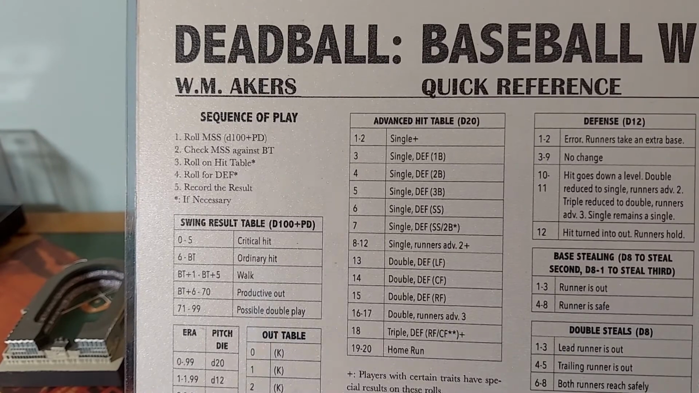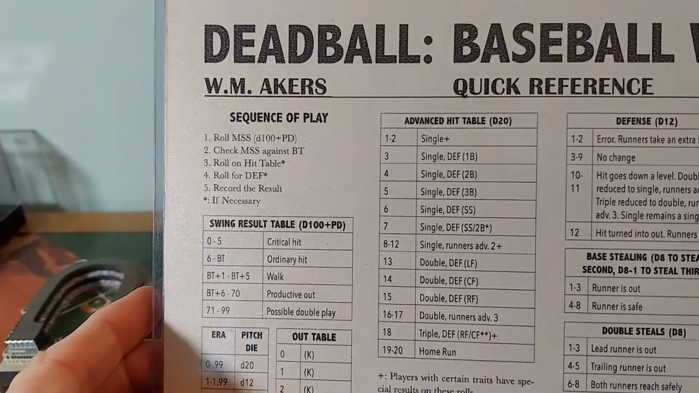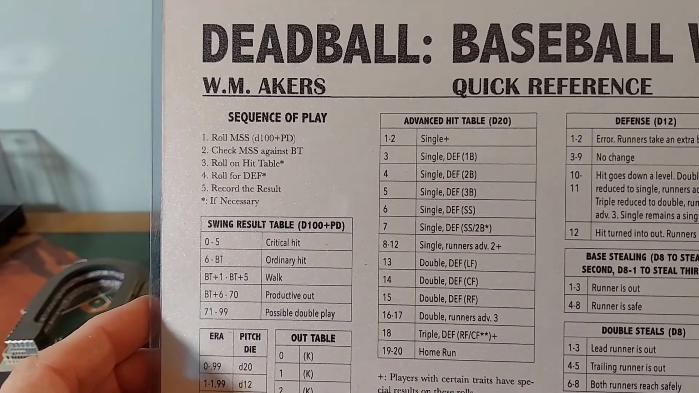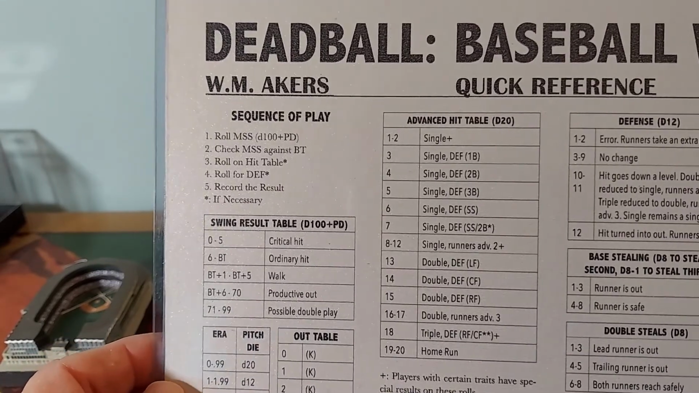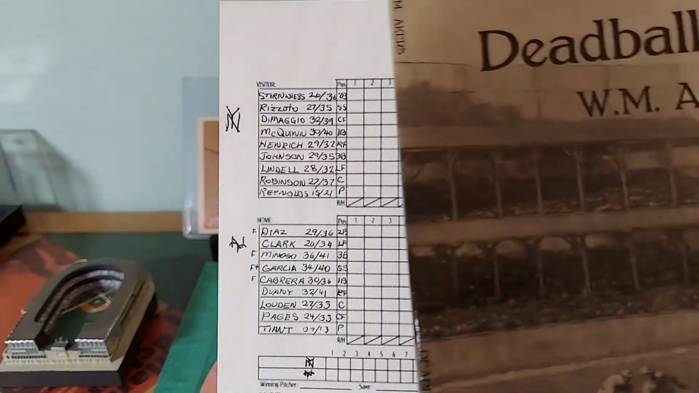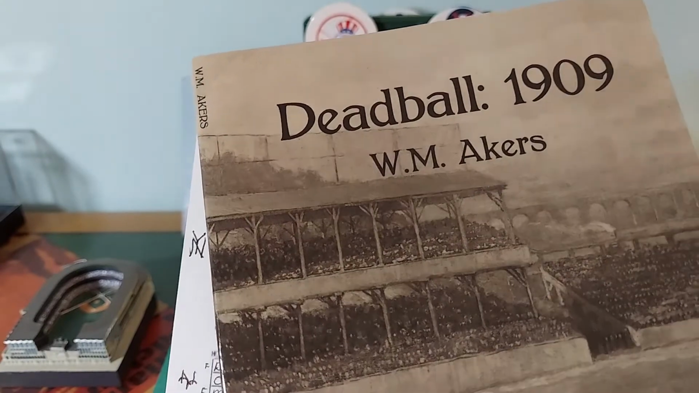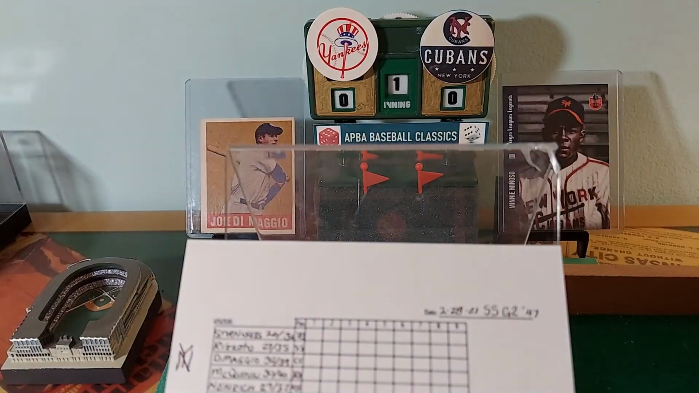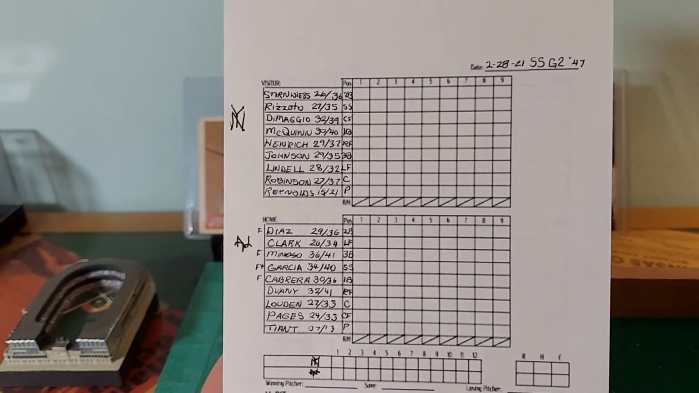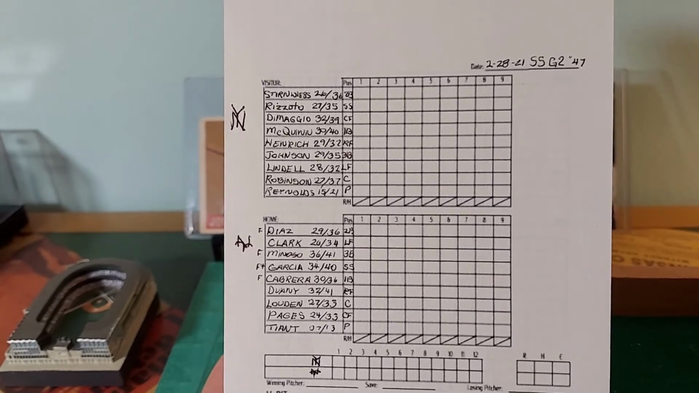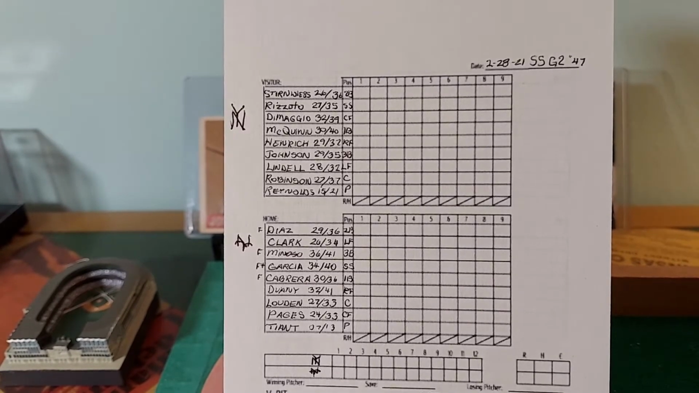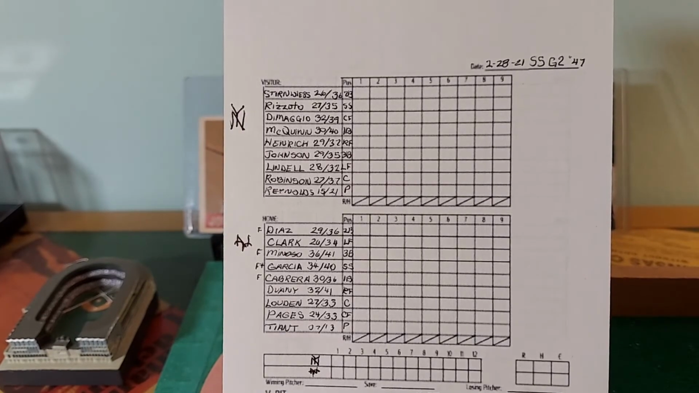Don't think you would need to do that if you're playing Deadball teams, as you would use the tables found in this book, Deadball 1909. Okay, Deadball is a fairly simple game that they have. The books are really outstanding, and it could be a whole hobby in itself because it has ways to rate players, giving them characteristics and teams.